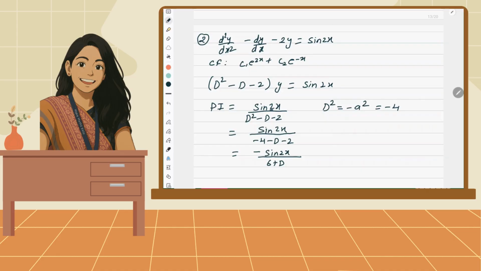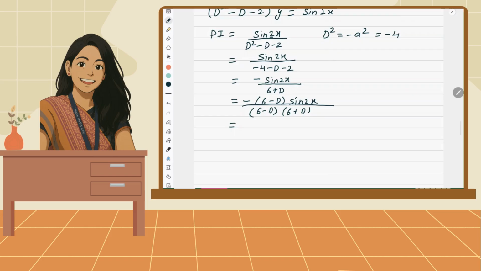That's it. If you don't want to do it, it's perfectly okay. Now since I got 6 plus D, I'll rationalize it. So minus sign is here. 6 minus D; you can write D minus 6 also, not an issue. Sine 2x upon 6 minus D and 6 plus D. Now next step, open the bracket. Minus 6 sine 2x plus D of sine 2x means what? Differentiation of sine 2x, so 2 cos 2x, upon the denominator 36 minus D square.